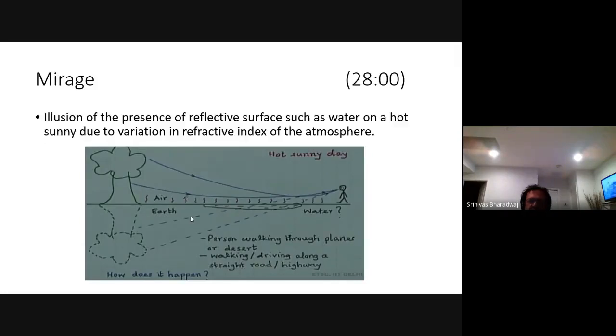Illusion of the presence of a reflective surface such as water on a hot sunny day due to variation in the refractive index of the atmosphere. That's what a mirage is.